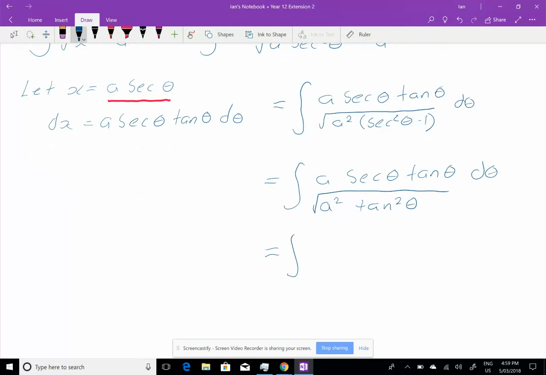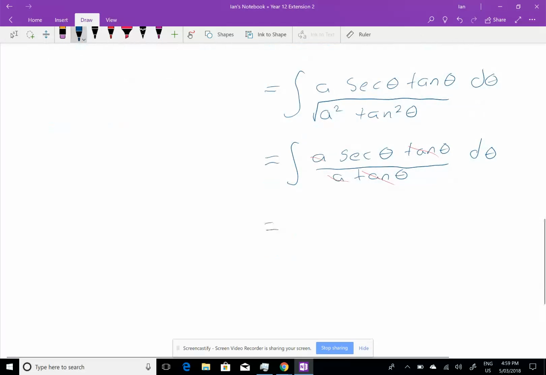And you're already thinking, so you're probably moving ahead in the video, a sec theta tan theta over a tan theta when I square root that, d theta. Do a bit of cancelling. There goes my tan, there goes my a. Oh, and look at what I've got. I've got the integral of sec theta again. That's come up again. Make sure you have that little rule we learned last time.